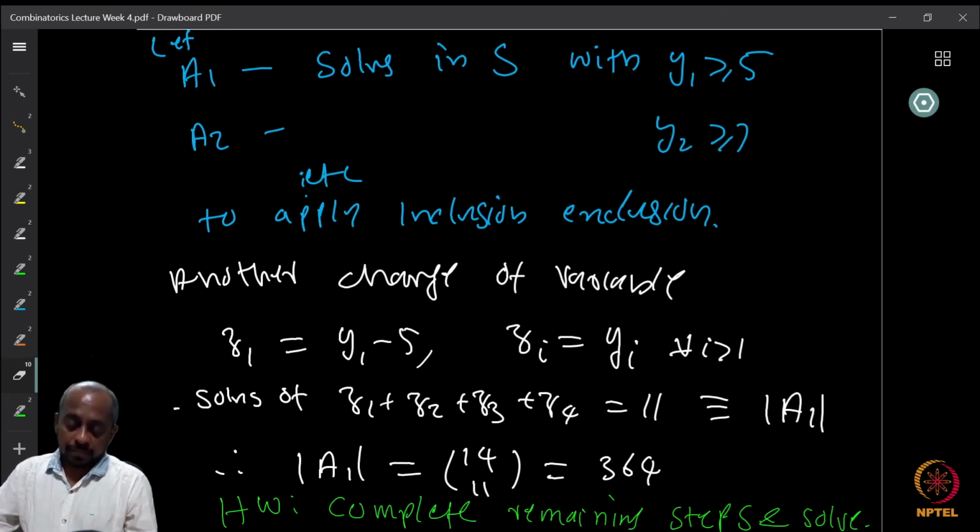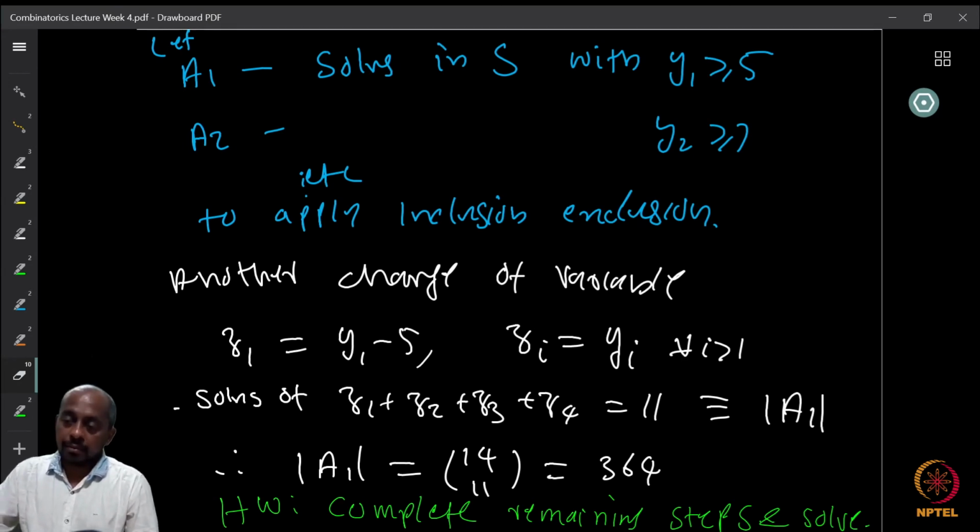Here, for each case you have to do some change of variables to reduce the counting of that particular variable to a nice form, right? So what we are going to do is a change of variables again, to say that z1 is equal to y1 minus 5 and zi is equal to yi for everything else. Now solutions of z1 plus z2 plus z3 plus z4 is equal to 11, after the change of variable, will give you the cardinality of A1.